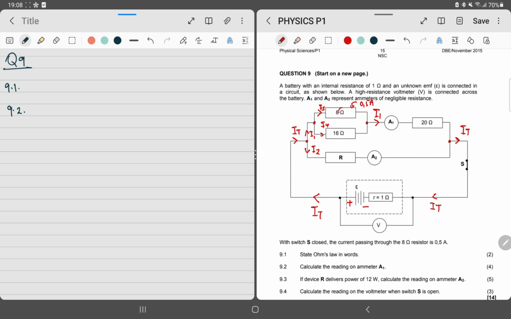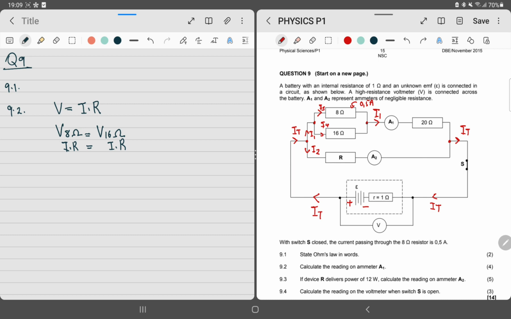So the 8 ohm resistor as well as the 16 ohm resistor are connected in parallel. For resistors that are connected in parallel, the current is divided. That's why we have I3 and I4, but the potential difference is the same. V equals I multiplied by resistance. So V through the 8 ohm resistor should be equal to the V through the 16 ohm resistor. This is I times R, and that is I times R.